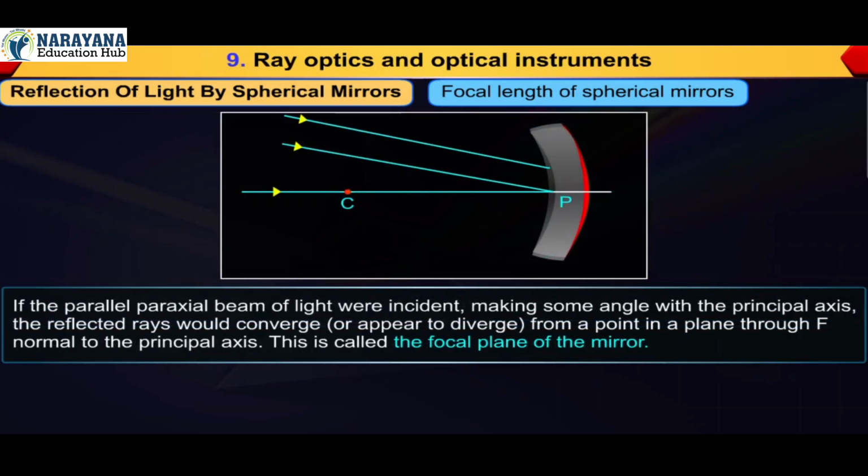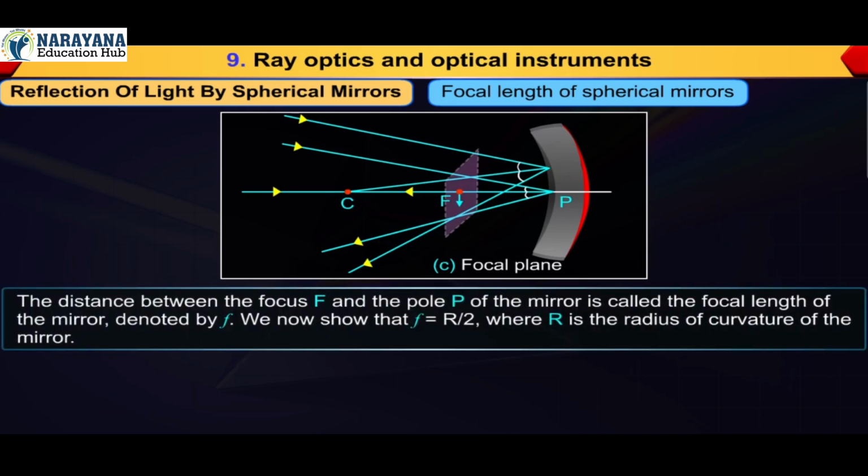If the parallel paraxial beam of light were incident, making some angle with the principal axis, the reflected rays would converge or appear to diverge from a point in a plane through F normal to the principal axis. This is called the focal plane of the mirror. The distance between the focus F and the pole P of the mirror is called the focal length of the mirror, denoted by f. We now show that f is equal to R upon 2, where R is the radius of curvature of the mirror.